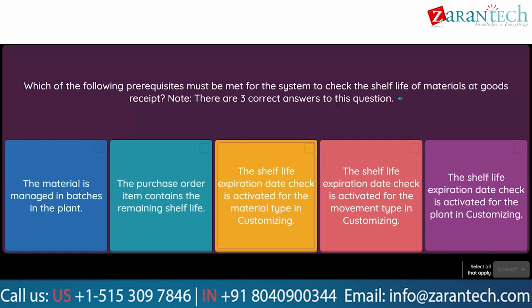Option 3. The shelf life expiration date check is activated for the material type in customizing. Option 4. The shelf life expiration date check is activated for the movement type in customizing. Option 5. The shelf life expiration date check is activated for the plant in customizing.